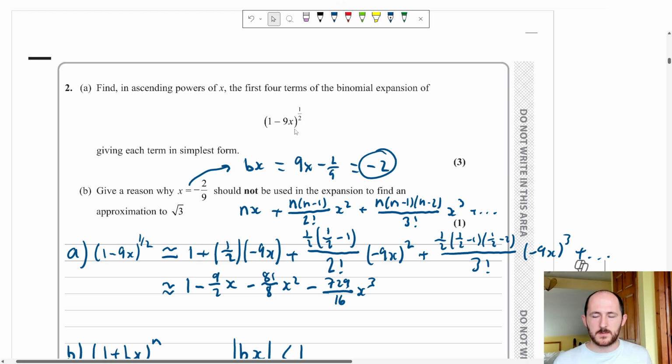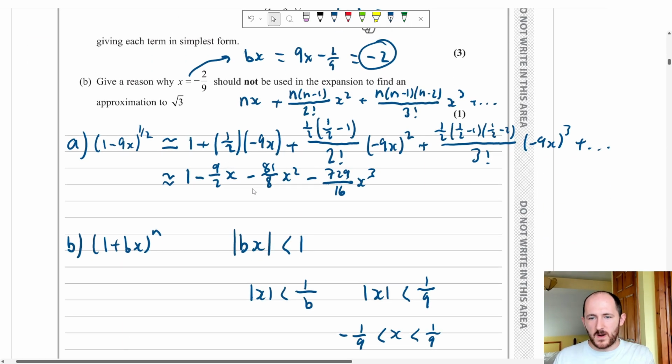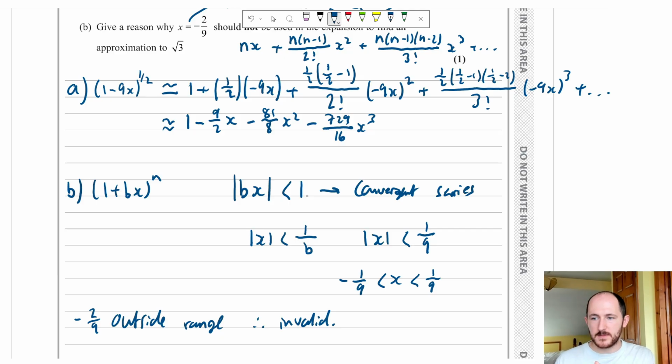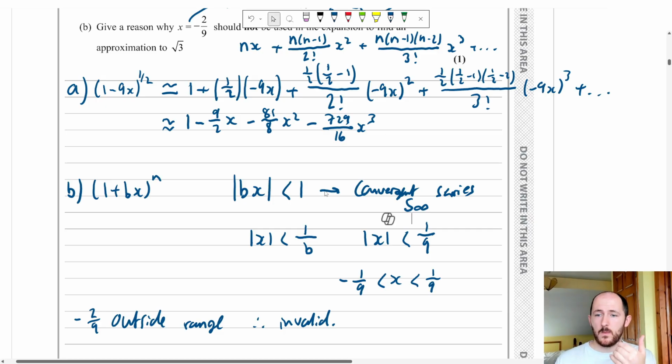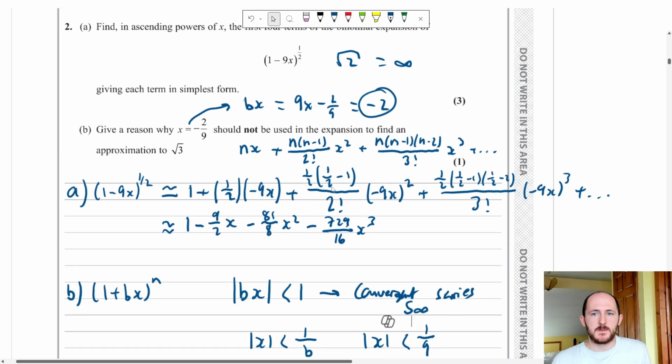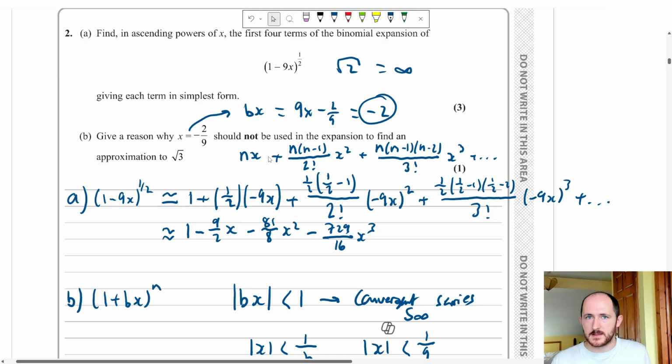So for example, if I wanted to work out, I don't know, the square root of 2 for argument's sake, I don't want to get an answer of infinity, right? Because that's pointless, it's not correct. So the reason why bx has to be less than 1 is because it creates a convergent series that has a sum to infinity, that we can actually calculate. When it's bigger than 1 or less than minus 1, it creates a divergent series that has no sum to infinity, which means we can't actually use it to make approximations about things.